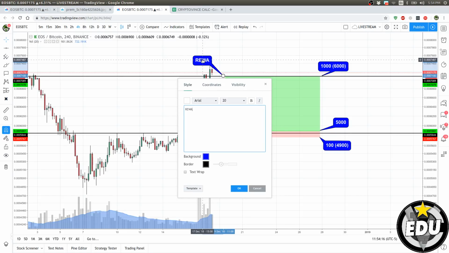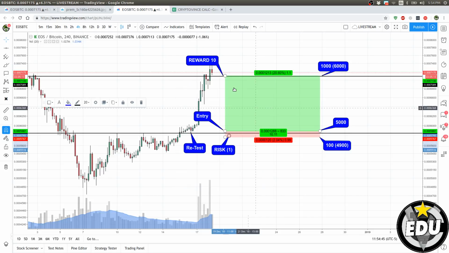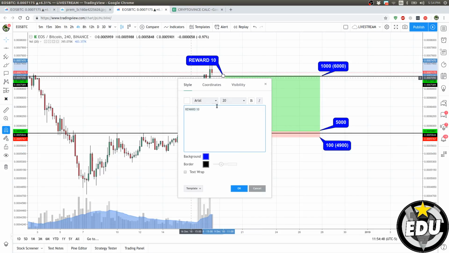Why is it 10? Because it's 10 times my risk. I want to make it like this. It's less confusing. So this is the risk and the reward, the famous risk reward I've been talking about for so long. So this trade is what? This is a 1 to 10 risk reward. Let's type it pretty clear here. Risk reward 1 to 10.